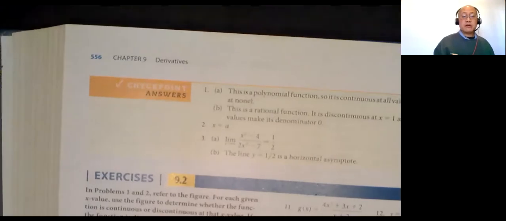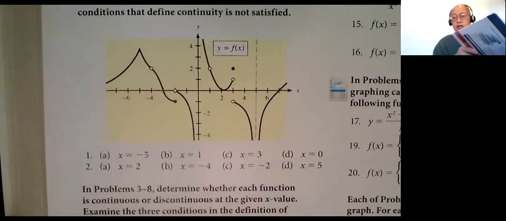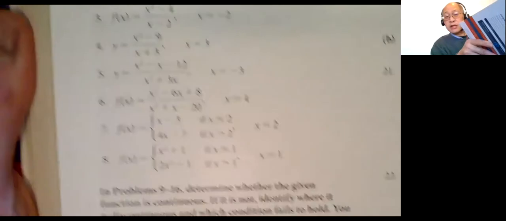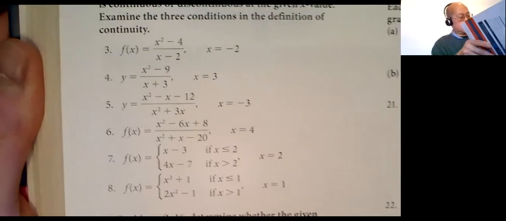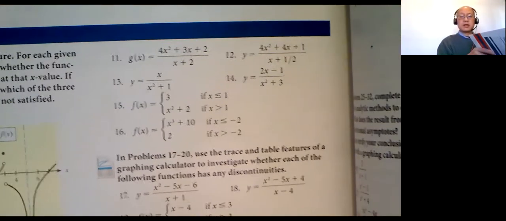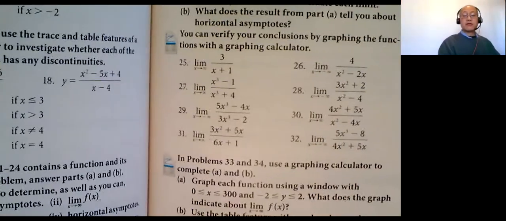As we'll see. Okay, so let's get started with 9.2, page 556. And we had to go up to problem 32. So let me show you the problems now. There's the graph for 1 and 2, actually. We can probably knock all of those off. And then there's 3 through 8, roughly. And 9 and 10. 11 through 16, then 25 to 32.